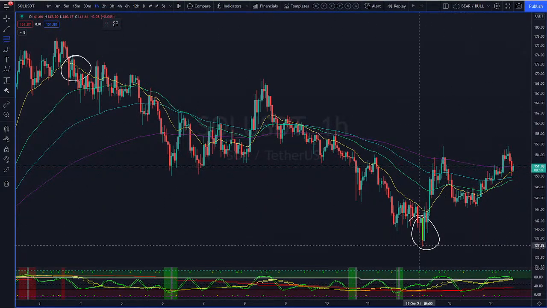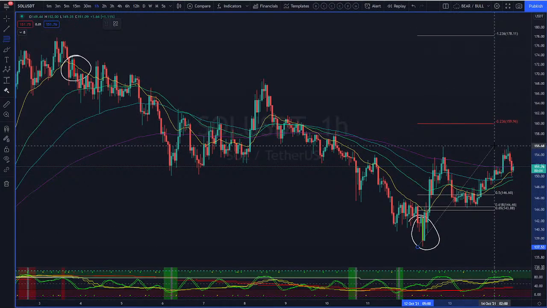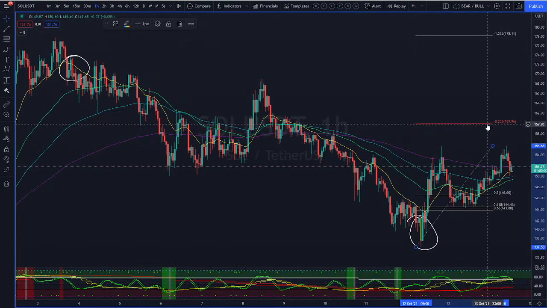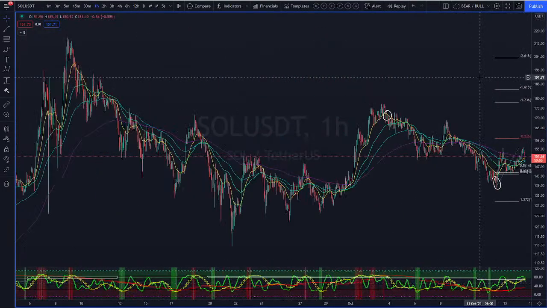Speaking of the pullback, let's just go ahead and take a look at this and see what we've got from a pullback, because that almost looks like a 50 or a 618. So that is a 618 pullback, which means the target for SOL is going to be sitting up here at about $160. Okay, and let's just zoom out just a little bit here.